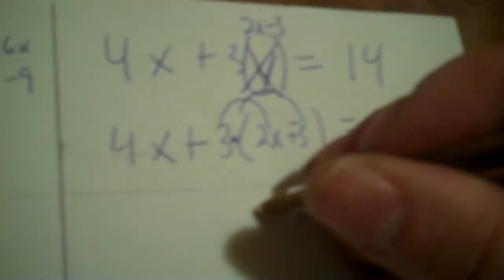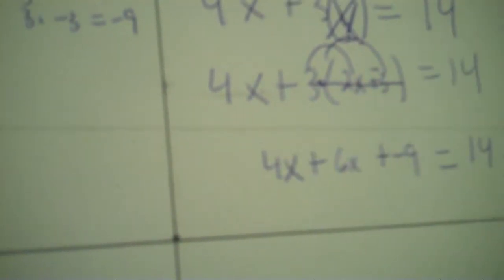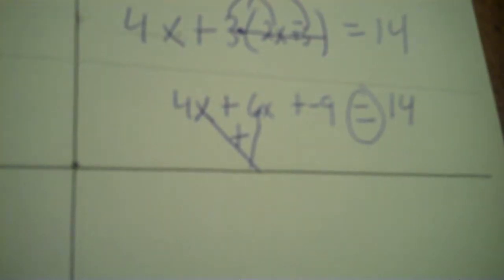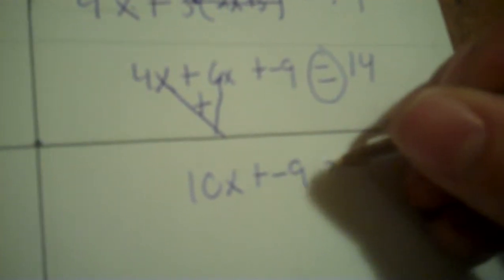From the 3, we got 3 times 2x, that's 6x, and then 3 times negative 3, that's negative 9. So equals, drop your 14, and drop the plus sign from the parentheses, then you put 6x and negative 9. Then you still have to add the 4x. Now the x's are on the same side, so you need to combine them. So that's going to make 10x plus negative 9 equals 14.